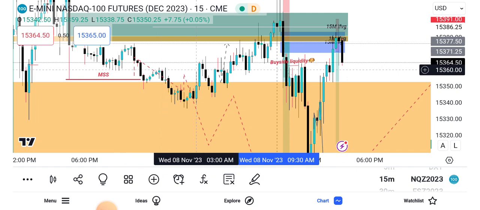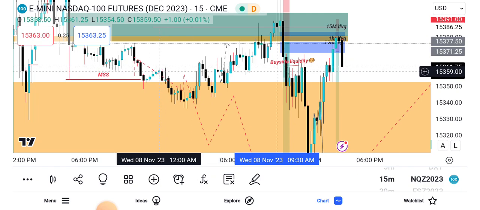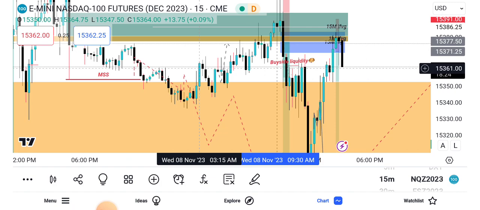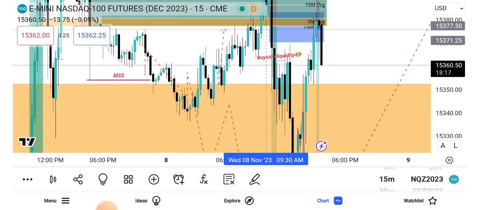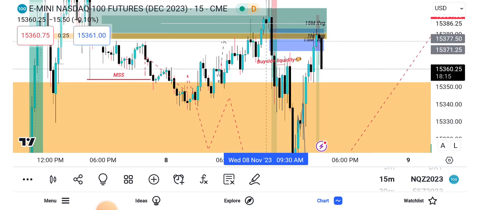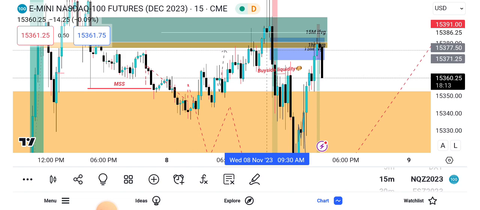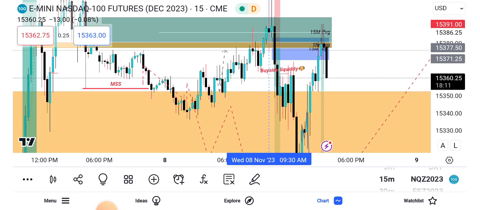A candle closed above this high because the liquidity above this high was engaged, and this candle closed above it. So this is another market structure shift. But because generally I'm in a sell model, I'm in a sell.